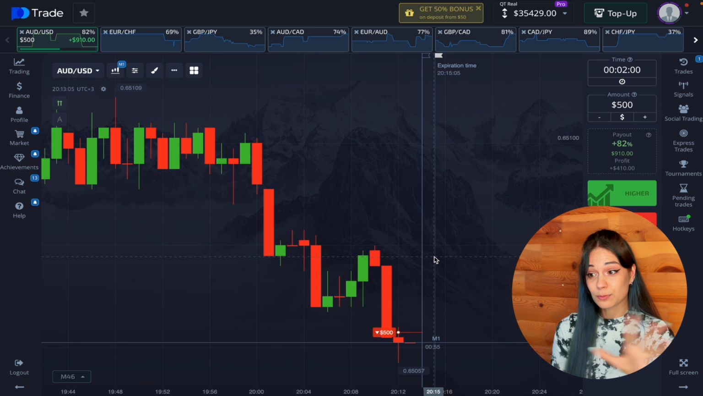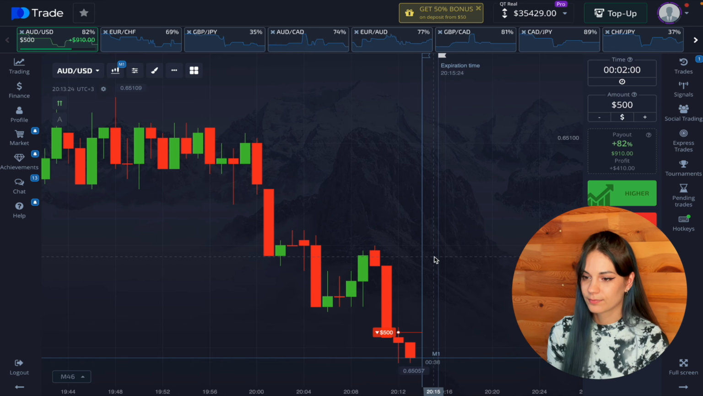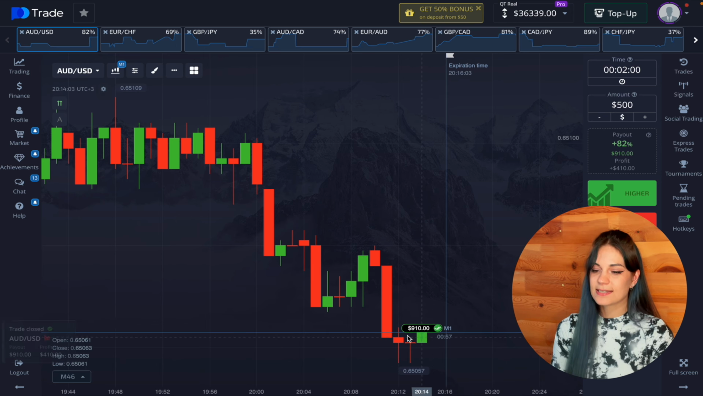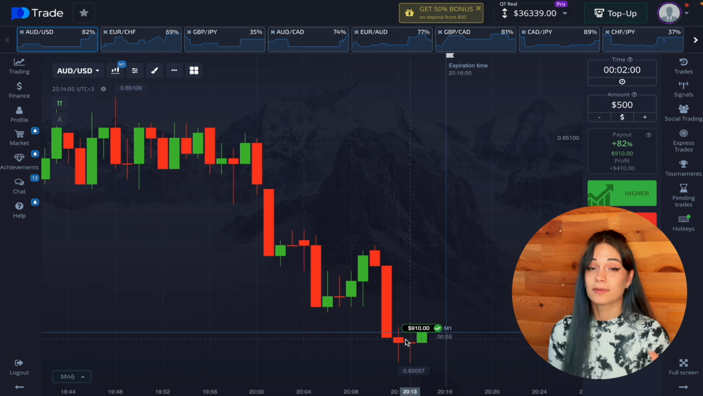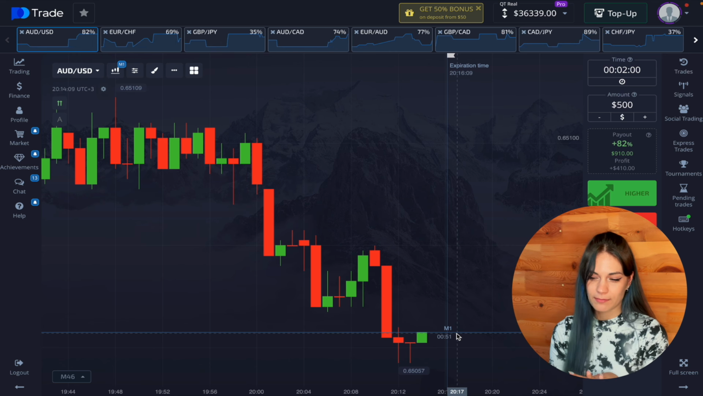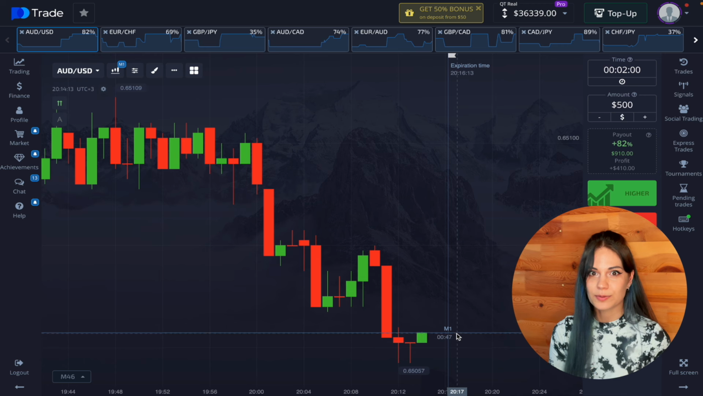But for now, let's wait for this transaction to close and see what's going to happen. Okay, really great. The transaction is closed in black because we read the chart the right way, even though we have a little correction right here, but we still got our money, and we are moving on to the next pattern now. The next one is the Marubozu candlestick pattern.